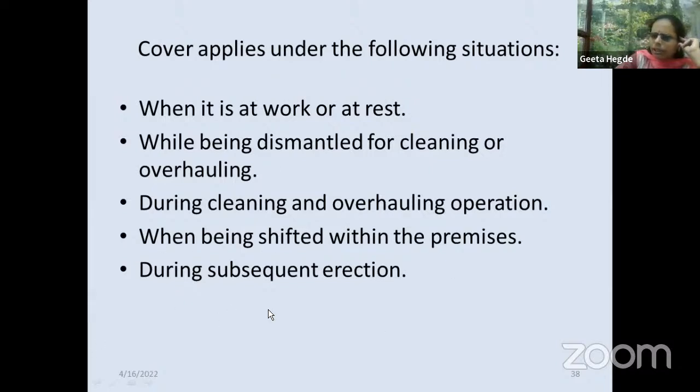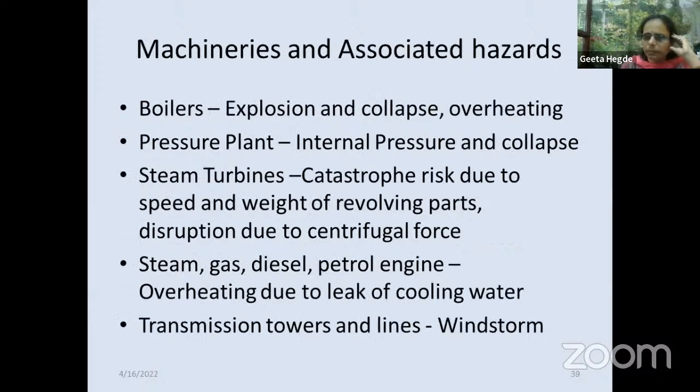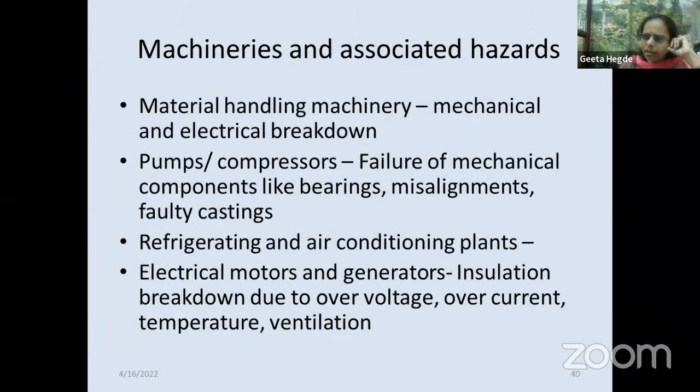When being shifted within the premises also there can be damage. During the subsequent erection also there can be damage. Again, machines and their associated hazards, you can just go through this and understand from the nature of work that they do. There are various hazards which are associated with the type of machinery.